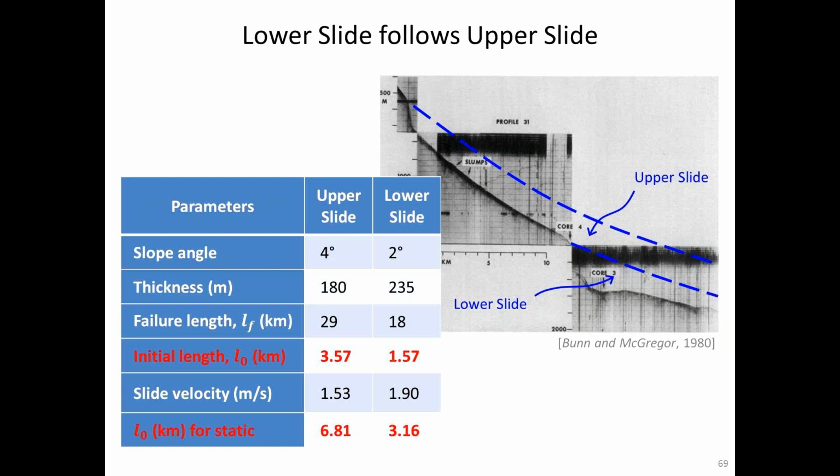the lower slide can happen with about 3.5 and 1.5 kilometers of the initial length. So if we have the initial weak zone of about 3.5 and 1.5 kilometers, we can create the upper slide and the lower slide, and they will create the initial slide velocity of about 1.5 and 1.9 meters per second.